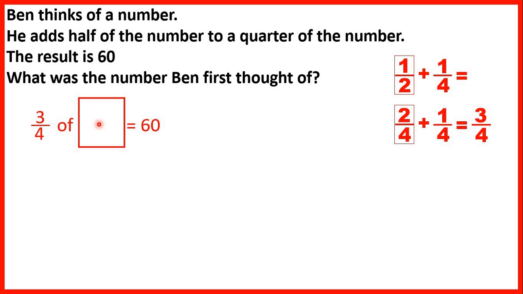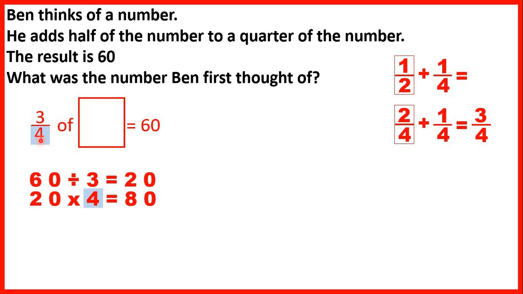Now normally, to find a fraction of a number, we divide by the denominator, then multiply by the numerator. But here, because it's a missing number problem, we need to do the opposite. So instead of dividing by the denominator, we can divide by the numerator, and 60 divided by 3 is 20, and then we can multiply that by the denominator to get 80.